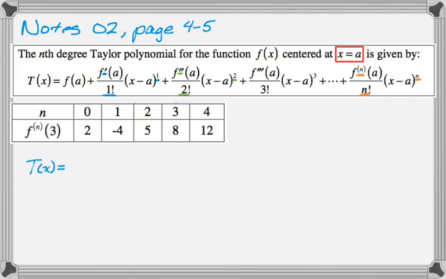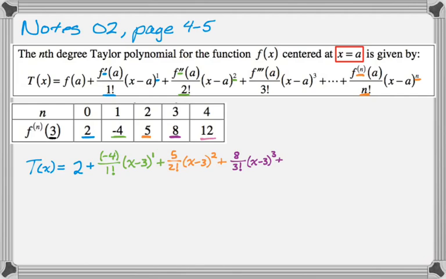So if you look, we're just going to fill in. So first thing is 2, and then plus negative 4 over 1 factorial, and then the quantity x minus, and then don't forget to center it. So the center has to be at 3 because this table gives us derivatives at 3. So it's going to be x minus 3 to the first, plus 5 over 2 factorial, x minus 3 to the second, plus 8 over 3 factorial, x minus 3 to the third, and then plus 12 over 4 factorial, x minus 3 to the fourth.